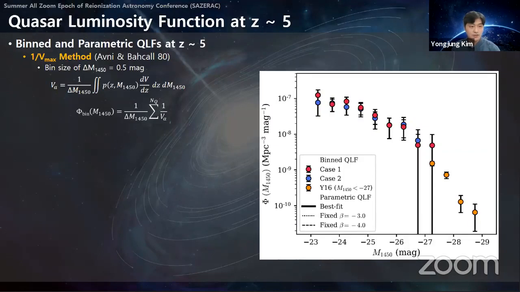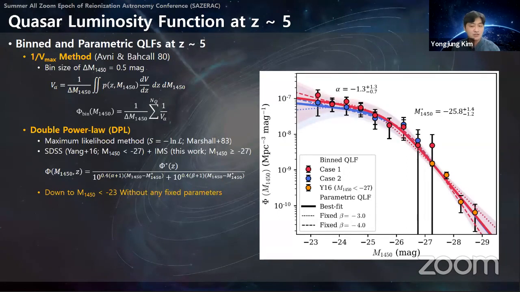First, we calculated the bin QLF using the well-known V_max method. The red and blue circles in the right figure are the bin QLF in case 1 and 2 respectively. And second, we calculate the double power-law quasar luminosity function, QLF, using the maximum likelihood method, which is shown as the solid line with some shaded region of the 1 sigma confidence level.